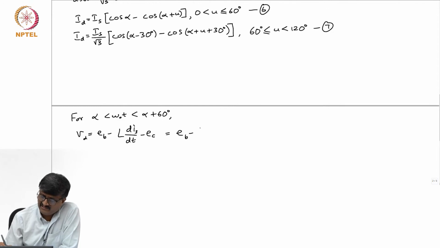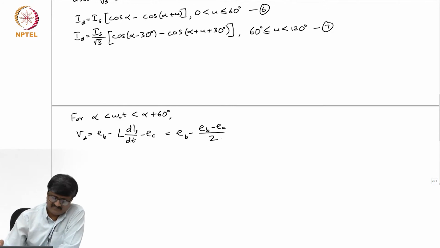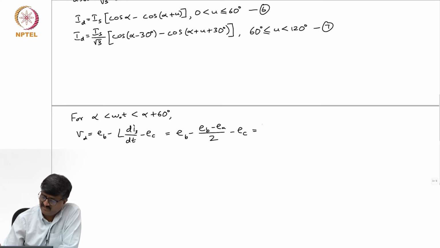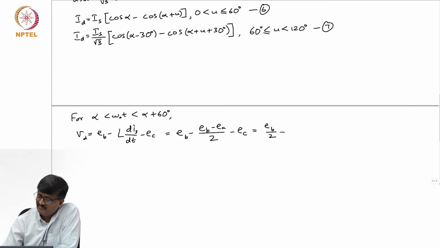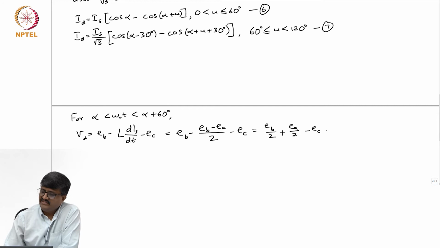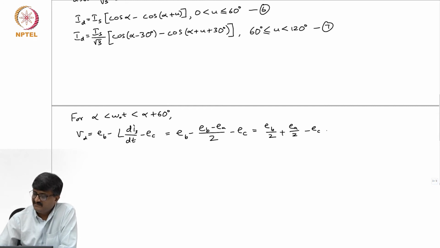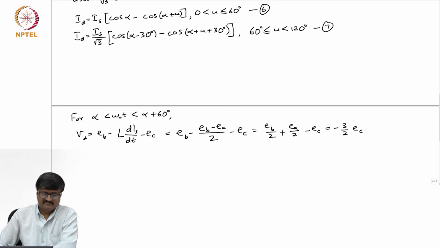So it is Eb minus Ea by 2 minus Ec. So this can be simplified. Eb minus Eb by 2 is Eb by 2. So I have Eb by 2 plus Ea by 2 minus Ec. And Ea plus Eb plus Ec is 0. So Ea plus Eb is minus Ec. So we get finally Vd equal to minus 3 by 2 Ec.